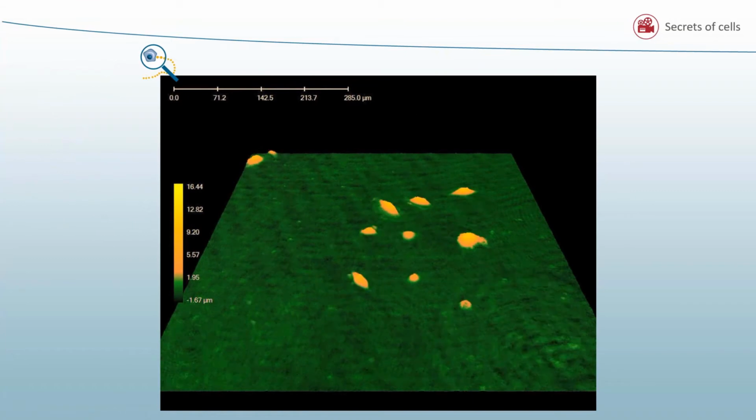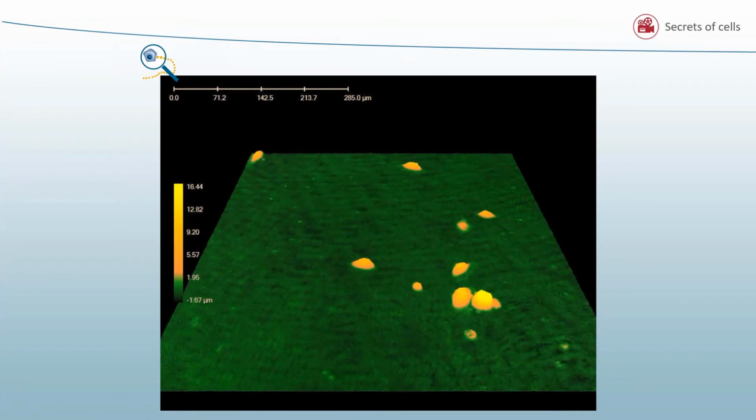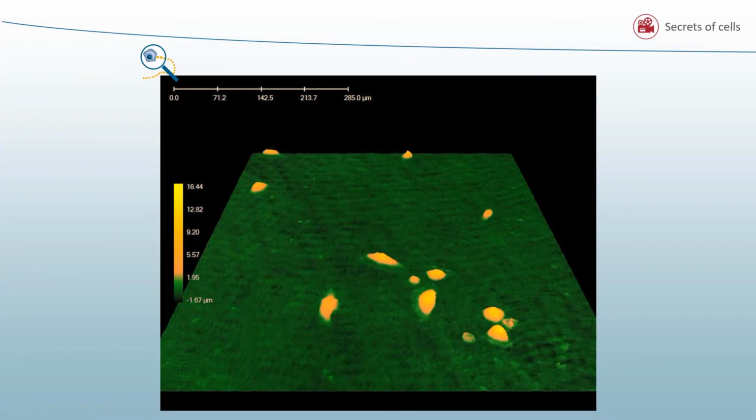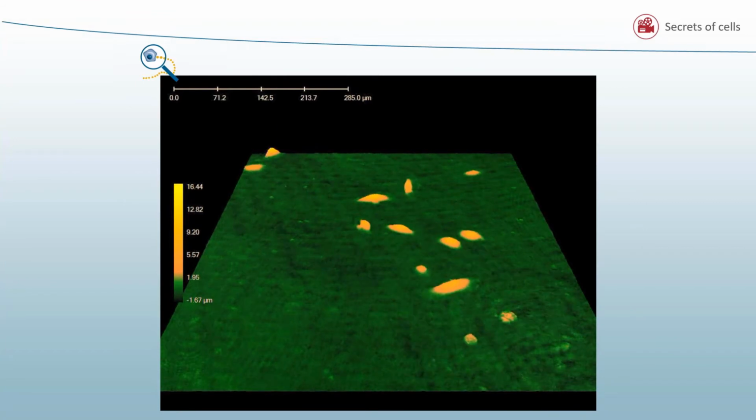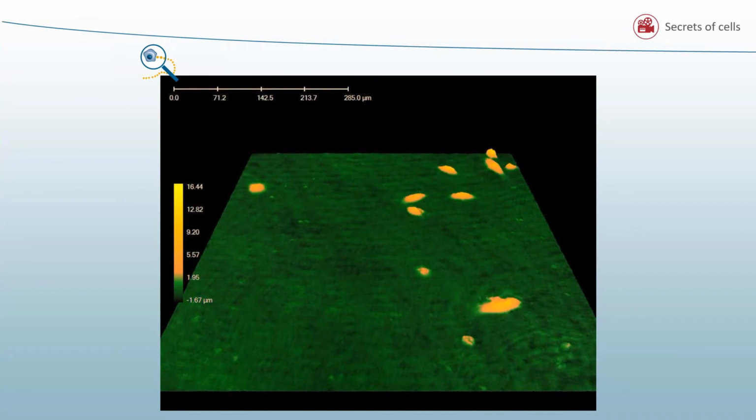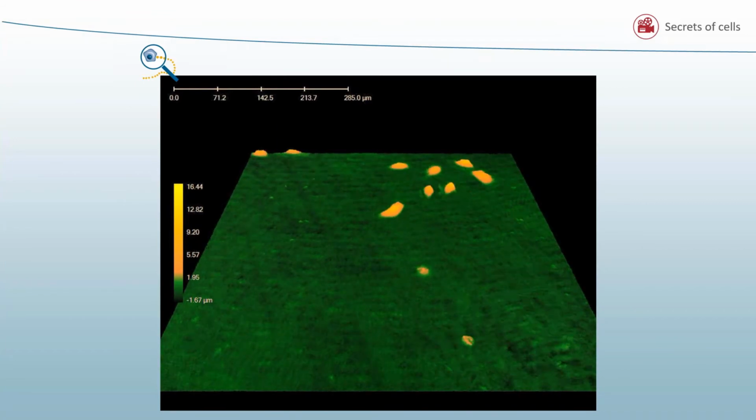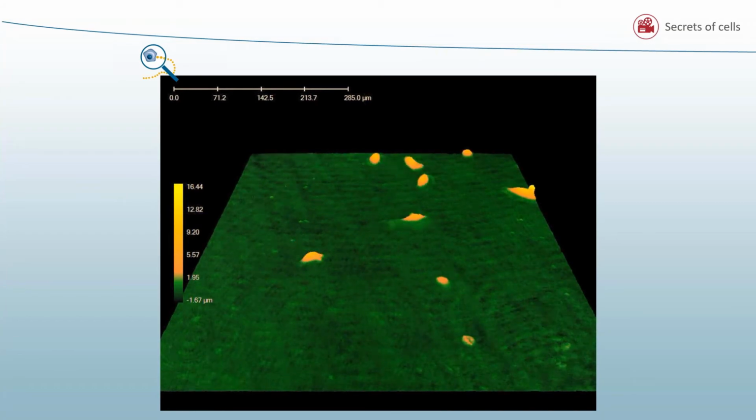Oh yeah, and of course you can get time-lapse images which you can turn into colorful videos, for example, and learn that your cells love to train for the next football championship.